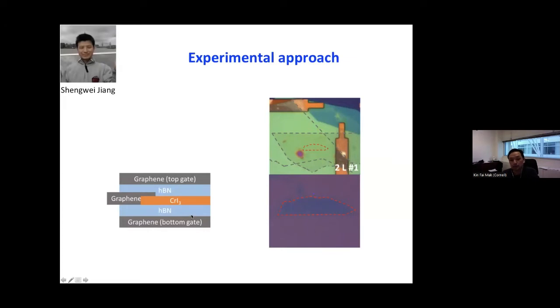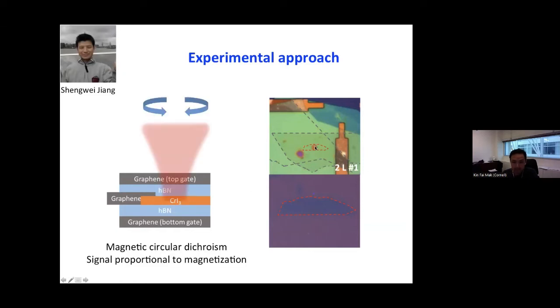To really show that this effect exists, we make this dual gate device structure. We have a bilayer of chromium iodide sandwiched between hexagonal boron nitride, which is an insulator, and it's touched by graphene as an electrode, and then with the top and the bottom graphene gate. So we have 2 gates. We can apply an electric field through the material. We can also change the doping density inside the chromium iodide independently. This is a bilayer flake. This is the picture. You don't see the flake, but it's there.